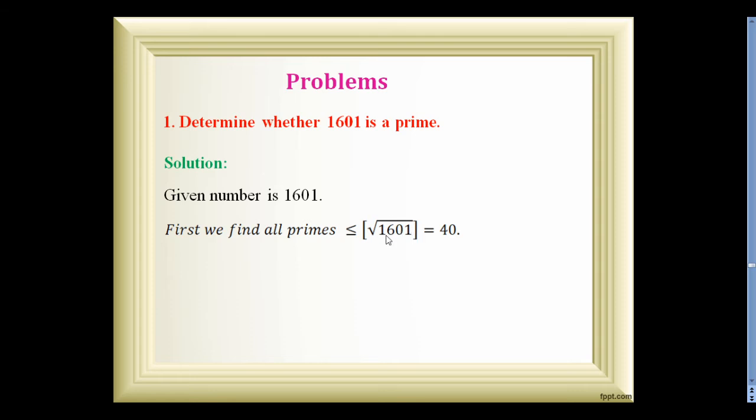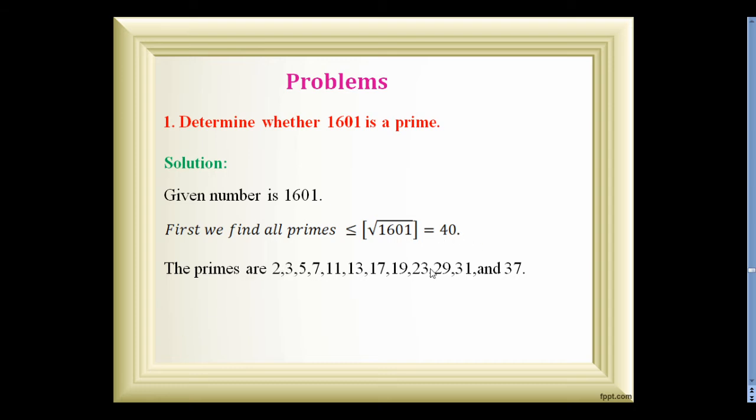Here I can take 1600. What is the square root of 1600? Which is 40. But a square root of 1601 you cannot find exactly. So we take the nearest square number, 1600, and take the square root, we get 40. Now take the primes which are less than 40.